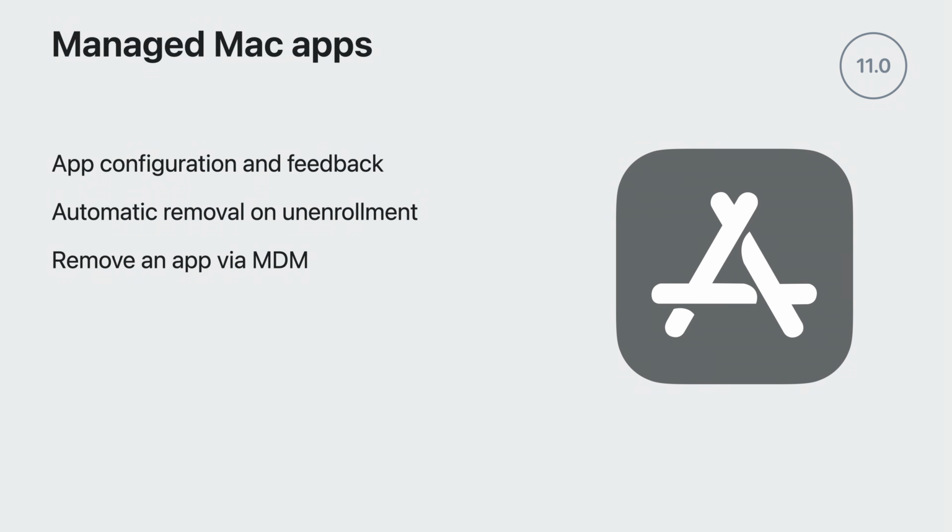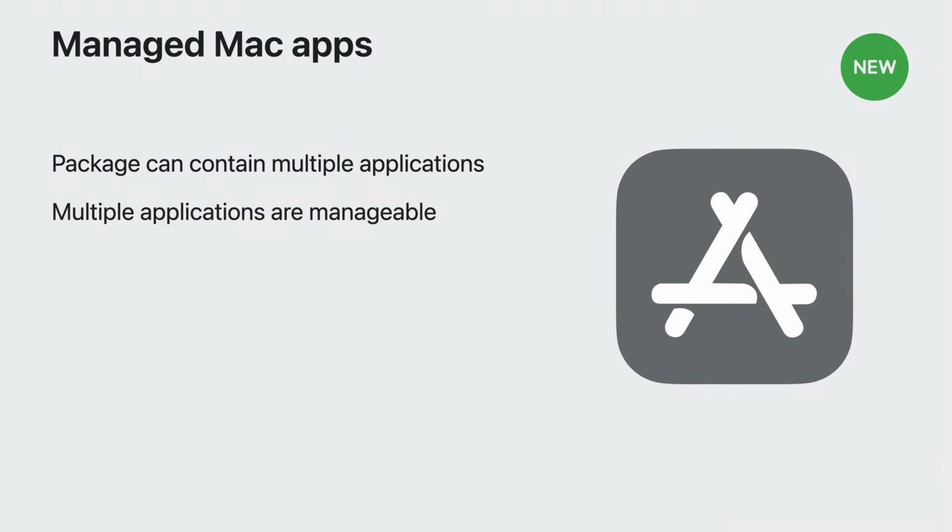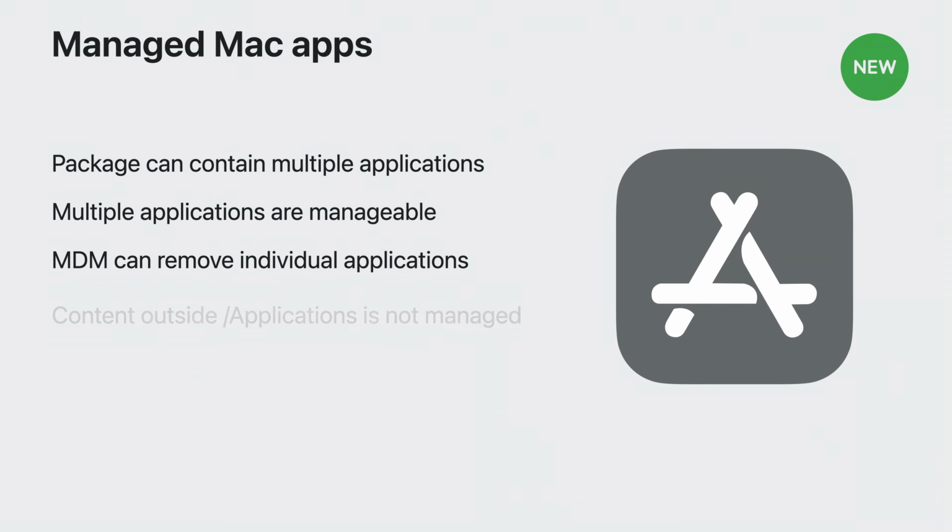Previously, for an application to be manageable, the package must contain a single application that is installed into /Applications. With macOS 14, we're expanding that functionality of the install application command to allow the package to install multiple applications. Any application the package installs into /Applications will be considered managed and can be removed individually via MDM. Something to note, contents installed outside of /Applications will not be tracked, so we strongly recommend using self-contained applications.